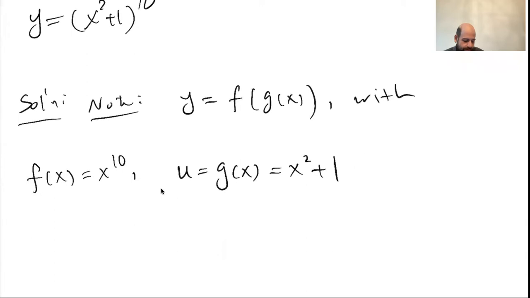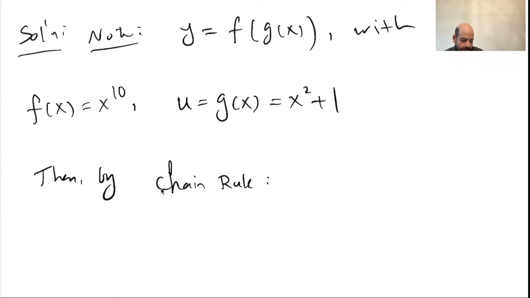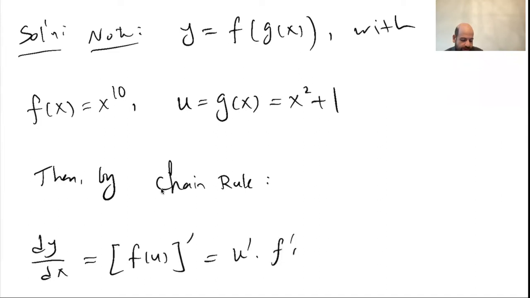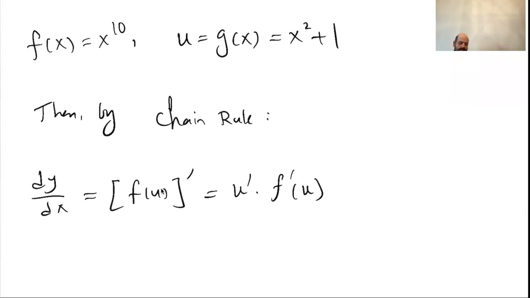So thus, note that y equals this with this, then by chain rule, what can we say? We can say that dy/dx, which is like f of u, the whole derivative, is u prime times f prime of u. Now, what is u prime? So here, u is x squared plus 1. So u prime equals the derivative of x squared plus 1, and that's, of course, 2x.